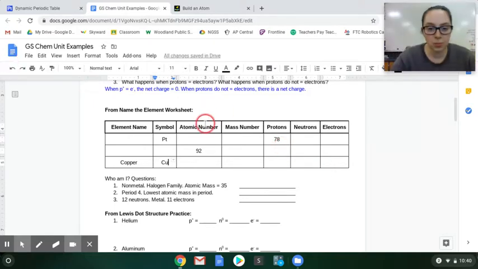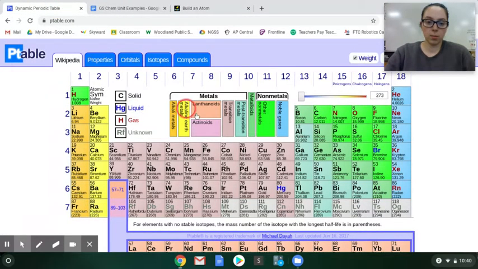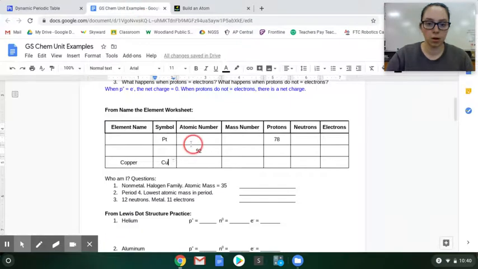Okay, so now I need to figure out what my atomic number is. My atomic number for copper is going to be this number right here, 29. Now I know that this is the atomic number and this one isn't, because my atomic number shows me my number of protons, and I cannot have fractions of protons. So it's going to be the whole number that's on the periodic table. So 29. Go back here, fill this in, 29.